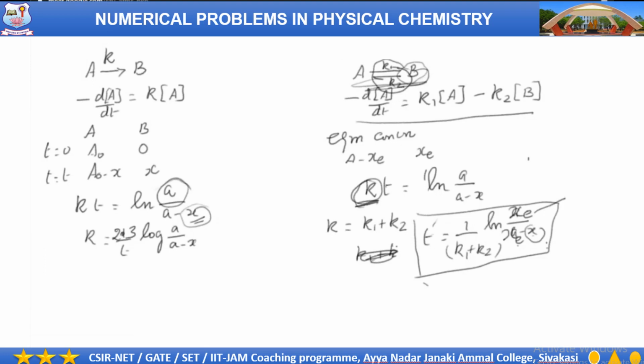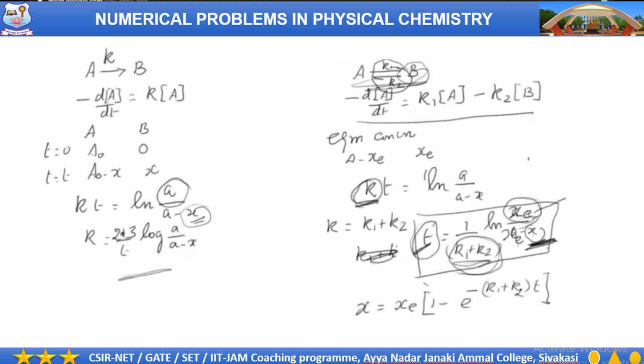K1 plus K2 can be given, or K1, K2 are given. If these two are given, and the equilibrium concentration is given, and the amount that is converted, X, is given, you can calculate the time taken. Or if K1, K2, the time and the equilibrium constant are given, you can calculate the amount converted, X. There's one more equation to calculate this X. We can rearrange this equation in the exponential form: X = XE (1 minus e power minus kt). Here K is equal to K1 plus K2, and t is the time. This is the equation you can make use of.